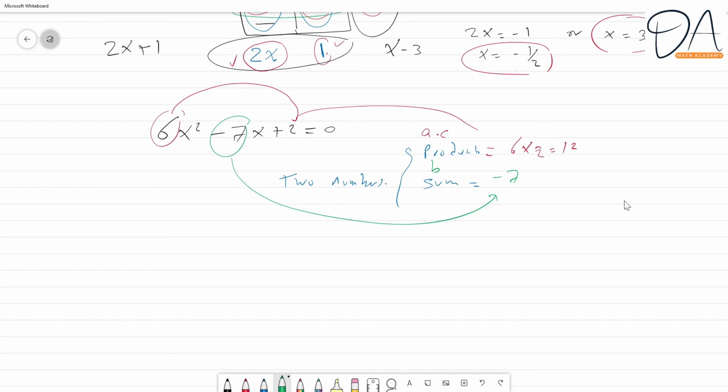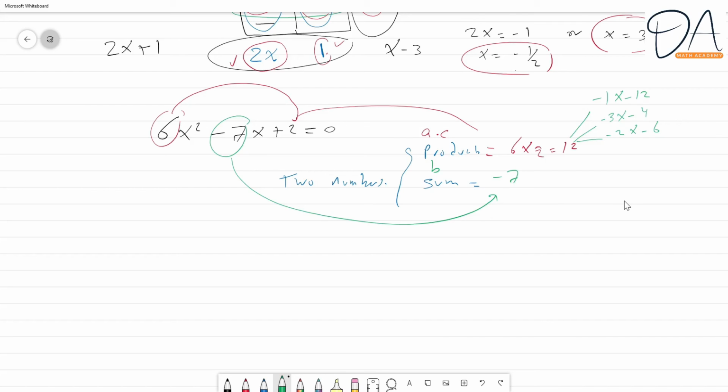We can look at ways to get 12. We can have minus 1 times minus 12. Whenever the signs of the two numbers are the same, you don't need to consider the order. So you don't need to consider minus 12 times minus 1. It doesn't matter since the signs of both are the same. But when the signs are different, you need to consider it. And then I can have minus 3 times minus 4. I can have minus 2 times minus 6. So these are the different ways to get 12.